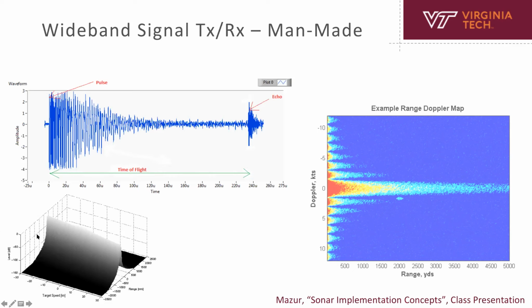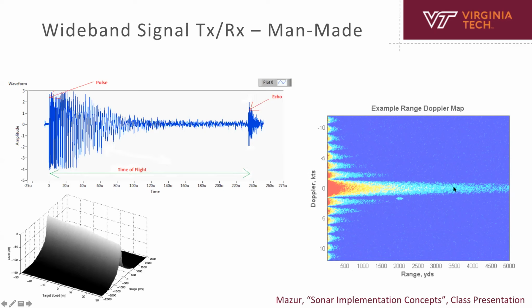But the problem with putting in more energy shows up over here in this presentation from a guy at Oakland State. That's the range Doppler map of the received signal using a windowed sine transmit, which isn't great. What you see are all these side lobes from the frequency domain, the FFT of the rectangular sine wave. You get those because of the cutoffs.